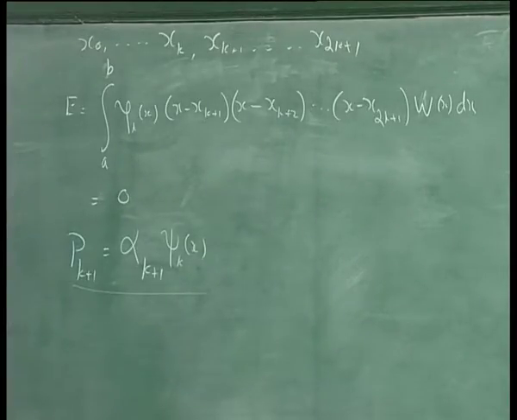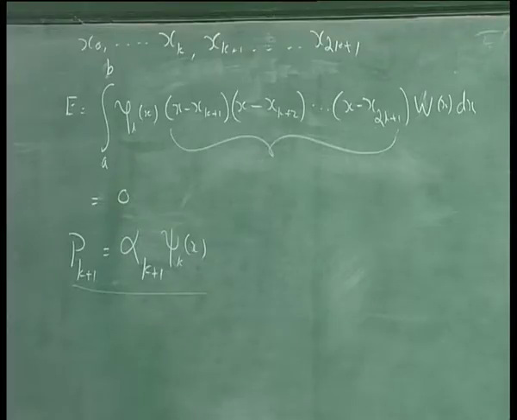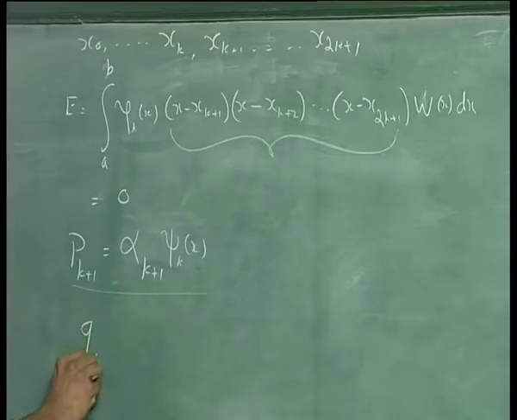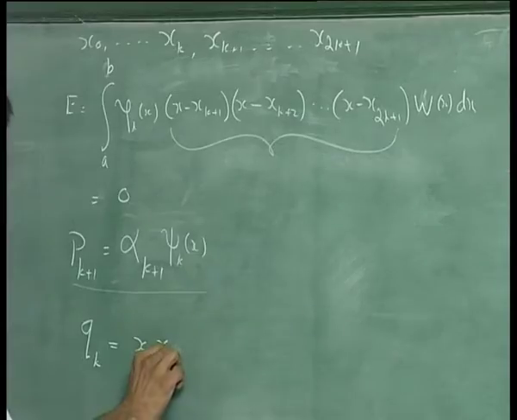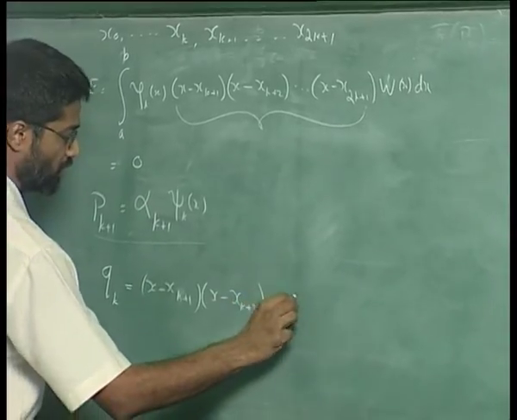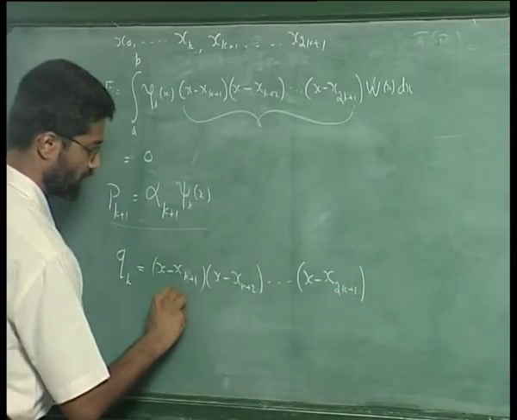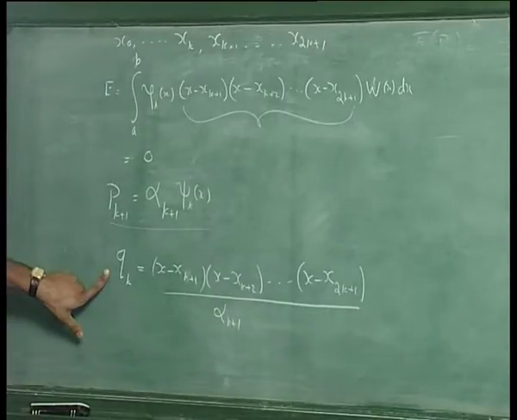And then we have another polynomial, which would be this one. I will call it q. That will be of the order k, right. There are k terms in this. So, that will be of order k. So, we call it a q k polynomial. I construct a polynomial from that which is x minus xk plus 1 into x minus xk plus 2 all the way to x minus x2k plus 1, divided by alpha k plus 1. We just construct this polynomial. So, this is a kth order polynomial, this is a k plus 1th order polynomial.